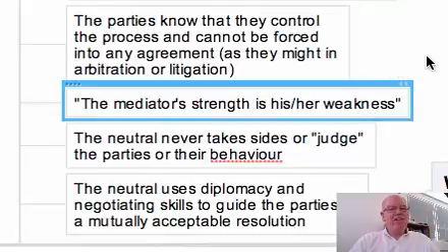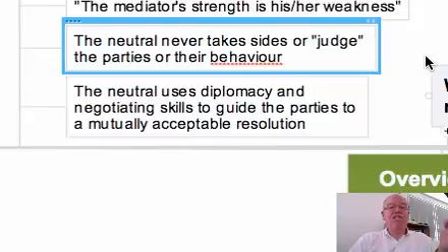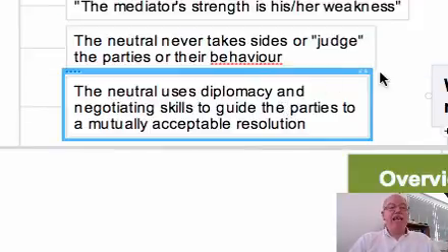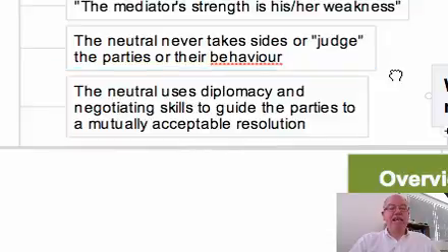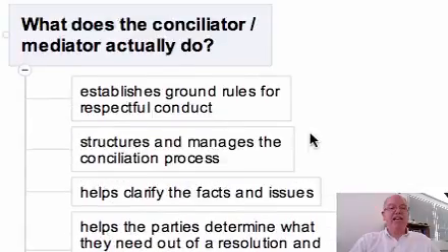It's often said, and there's a lot of truth in this, that the mediator's strength is in fact his or her weakness. He can't twist your arm. He can nudge, he can cajole, but he cannot force you to do anything. The neutral, as the person is known, never takes sides, doesn't judge the parties or their behavior. That's not their job. Their job is to facilitate an agreement that the parties buy into. Diplomacy and negotiating skills are brought to bear to guide the parties to what they consider to be a mutually acceptable solution. So, okay, that's fine, but what does the conciliator or mediator actually do?